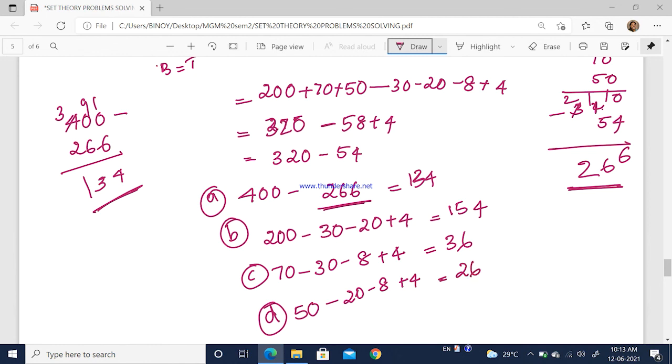And this is how we need to tackle each question. Out of 200, that is the number of HMT watches, you subtract the intersections and you add the intersection of all three. Then you will get the answer 154. Same for the other brands also.